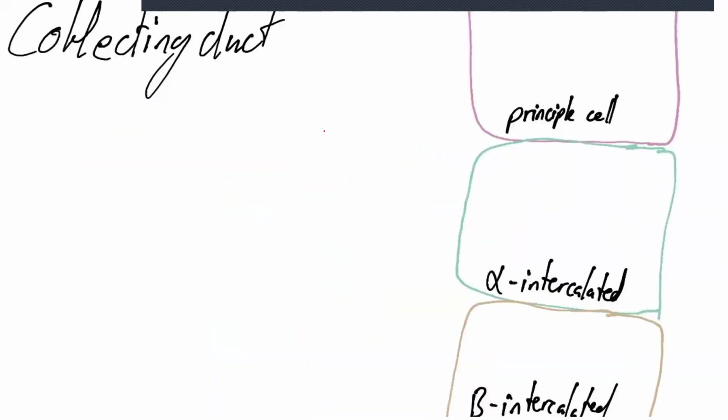Now, once again, just to have a bit of a better diagram, here's a different illustration that I made. We have the principal cell over here. Now, the principal cell doesn't really do much that's important for our purposes today, but I just decided to include it because it does have a potassium channel, which moves potassium into the lumen. This is going to become important because in our alpha intercalated cell, what you have over here is a potassium hydrogen exchanger, which is an ATPase.